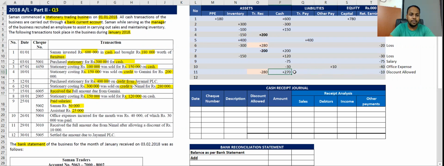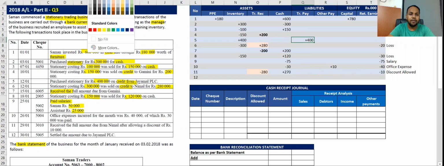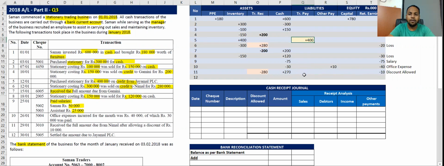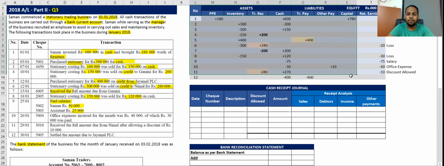Number 12. Settle the amount due to Jayamal PLC. How much is due to Jayamal PLC? Here is the amount. 400,000 we need to pay to Jayamal. So its liability will reduce and the cash will reduce by 400,000. So this is how we record the transactions.